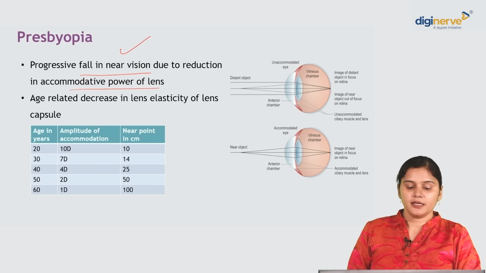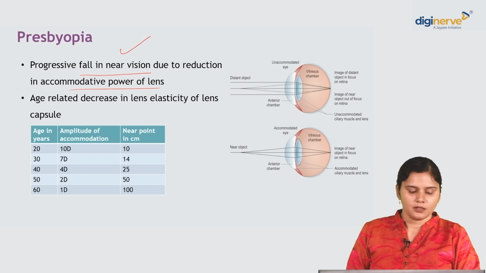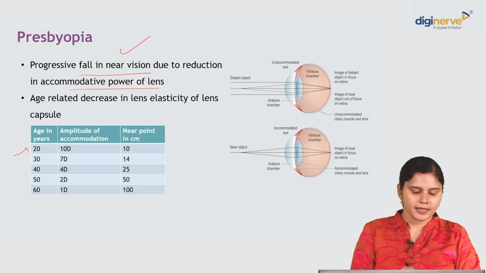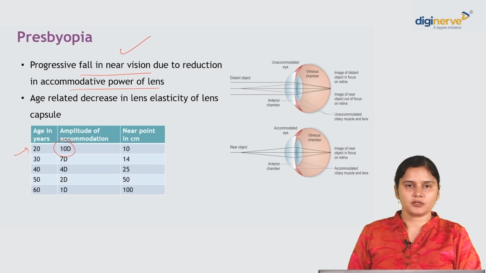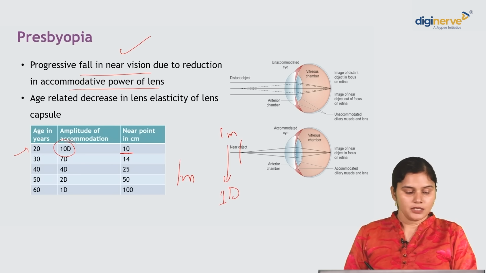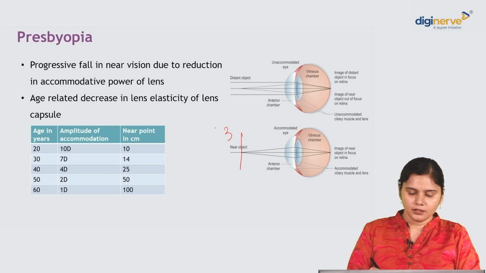Presbyopia is fall in near vision, which happens due to reduction in the accommodative power of the lens. The age-related decrease in lens elasticity is the cause of presbyopia. Now, at 20 years of age, a normal person can accommodate around 10 diopters, and the near point is 10 centimeters. So, to look at a near object placed at 1 meter, the amount of accommodation needed is 1 diopter.